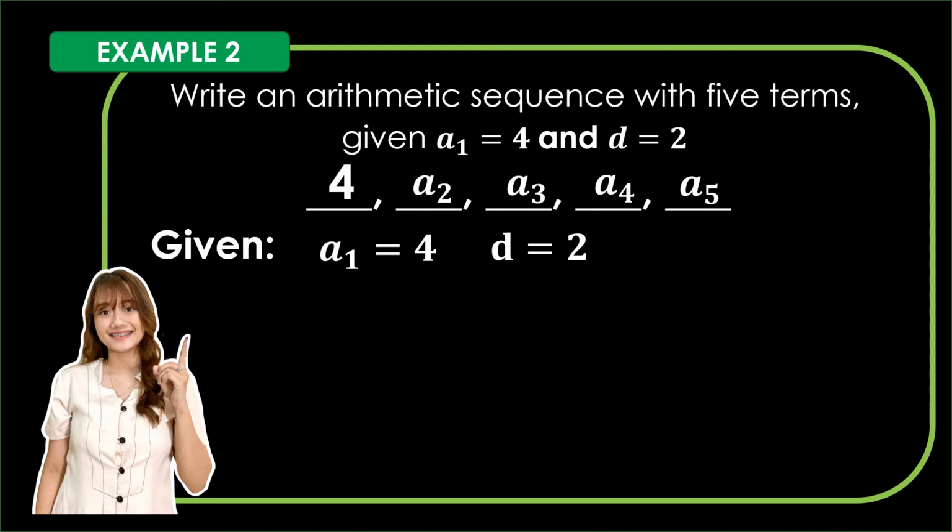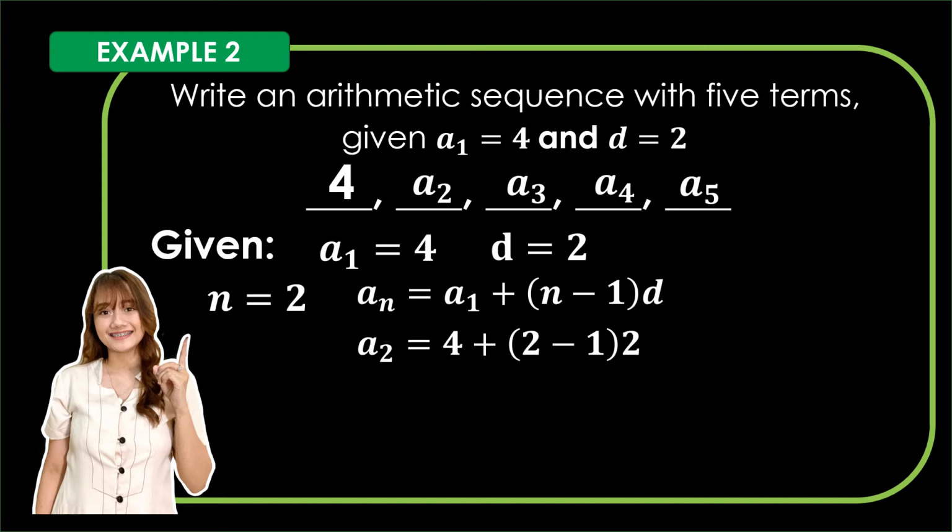Now, let us start finding the second term. Since the second term is a sub 2, our term's location is n equals 2. Substitute these given values to our formula. We have a sub n equals a sub 1 plus the quantity n minus 1 times d. We have a sub 2 equals 4 plus the quantity 2 minus 1 times 2.